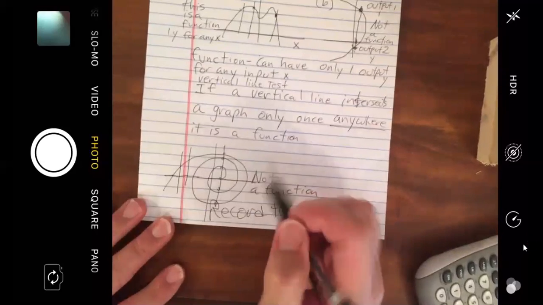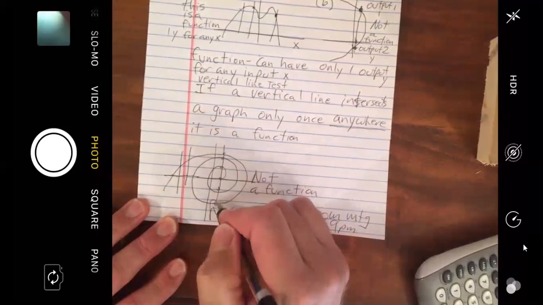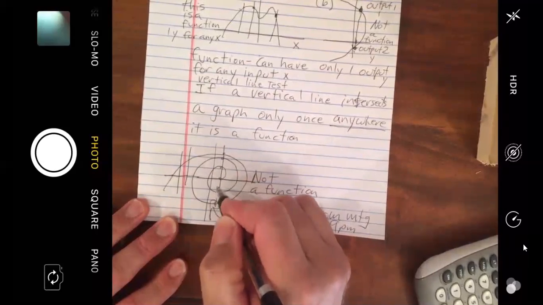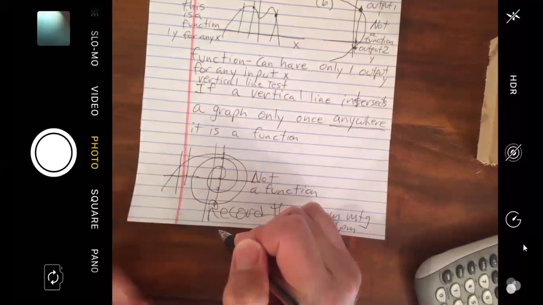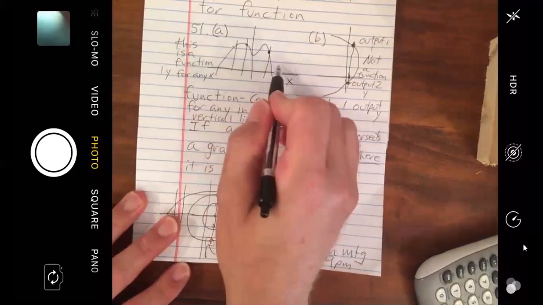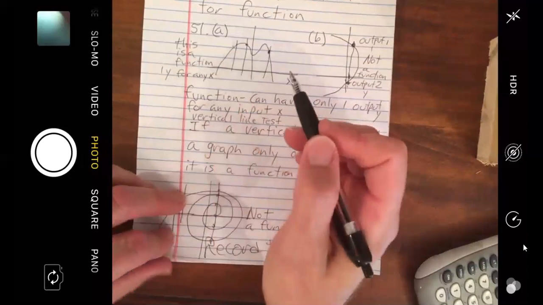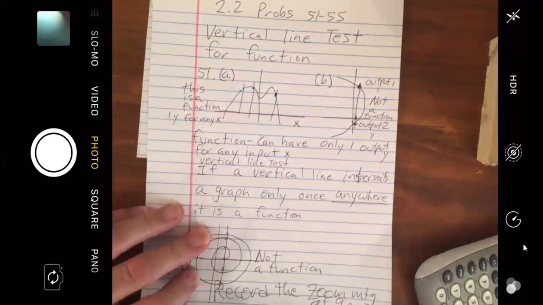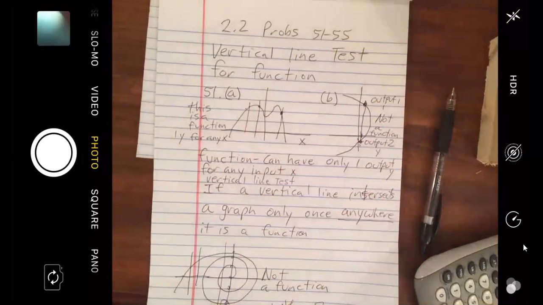Not a function. If there's any place you get multiple outputs on a vertical line, multiple intersections, each intersection is an output, it's not a function. If there's any place at all, it can only have one output for any input to be a function. That pretty much covers at least the intro to 2.1 and 2.2.